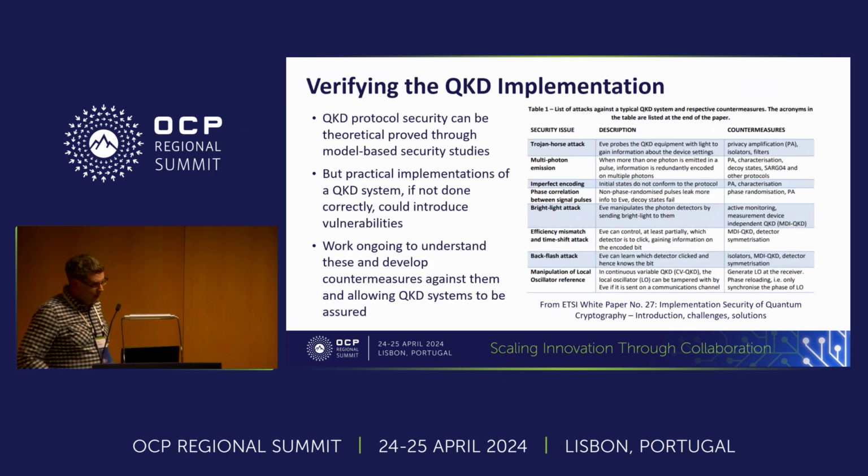And over the next few slides, we'll look at some of the security aspects of the quantum network design in more detail. So firstly, looking at the QKD implementation, from a theoretical point of view, the QKD protocol can be proved secure through model-based security studies. However, in making a real-world practical implementation of a QKD system, it is possible to introduce vulnerabilities if this implementation is not done correctly. So the table here shows from ETSI some of the attacks that could be used against the typical QKD system, such as multi-photon emission or using light to gain insight into the device settings, but also lists the known countermeasures that the industry has found to protect against these.